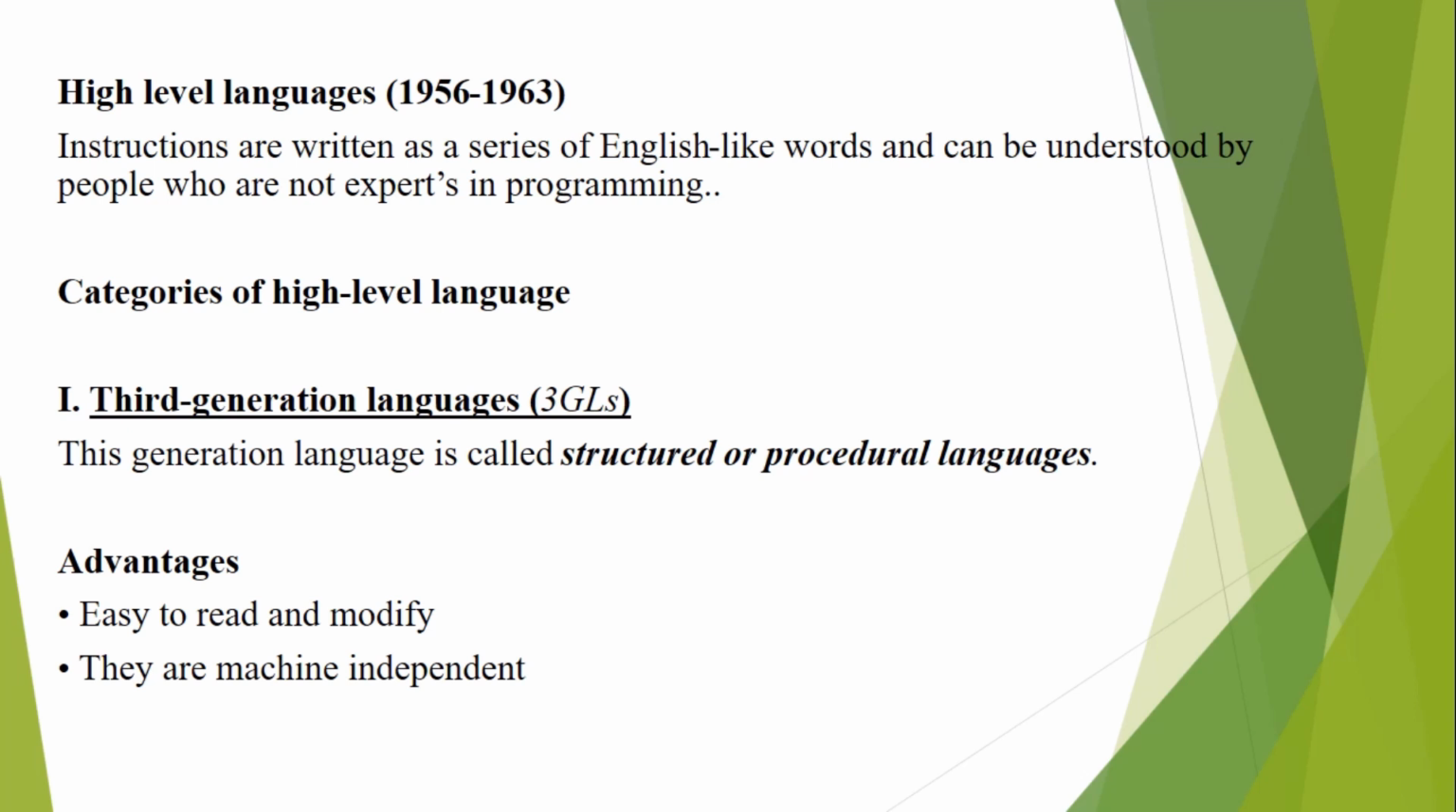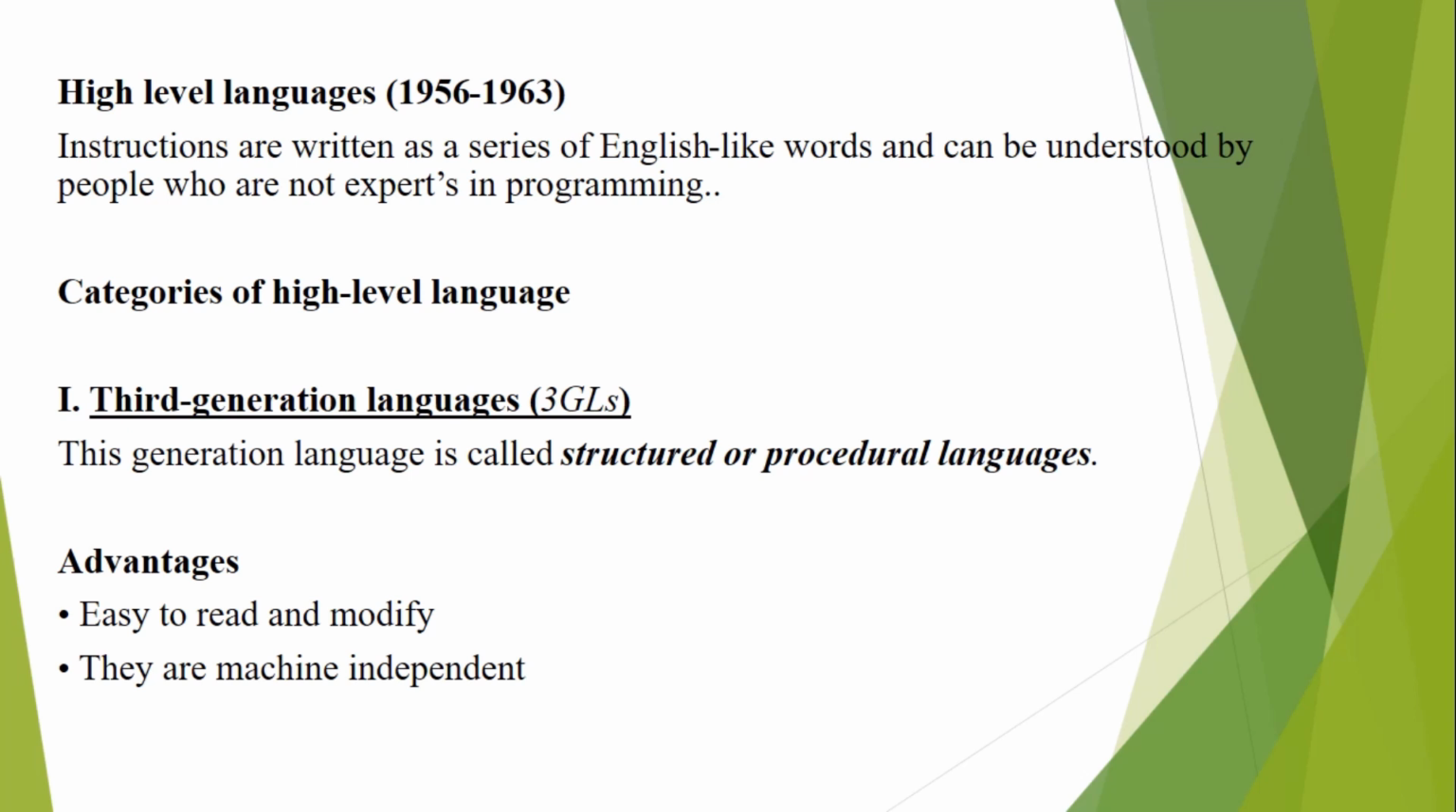Categories of high-level programming languages. We have the third generation, which we call the TGLs, or the structured programming languages. The structured programming languages, we also refer to them as procedural. Procedural meaning that a programmer can write different modules or different procedures and break the program into components, and these components we call modules, and each module will be able to perform its own task, and later you consolidate all these modules into one program. That is the meaning of procedural language.